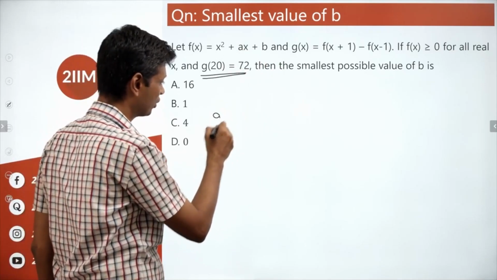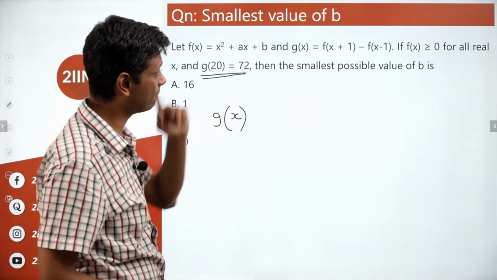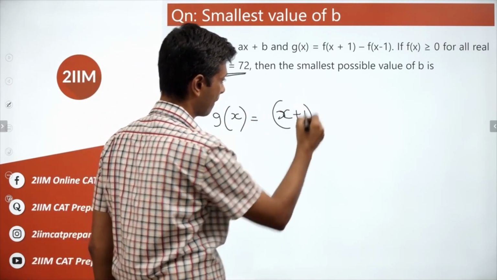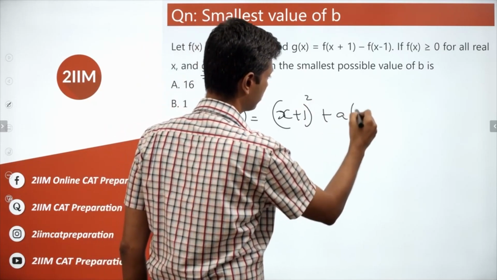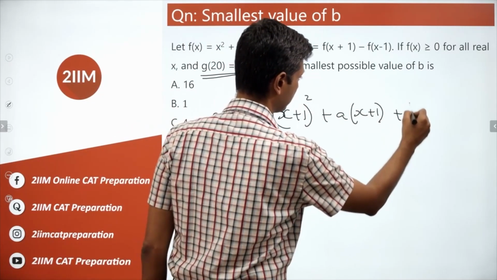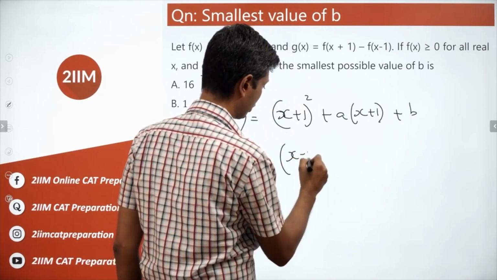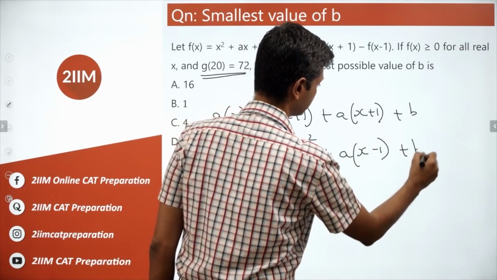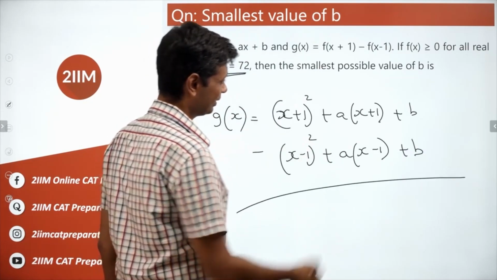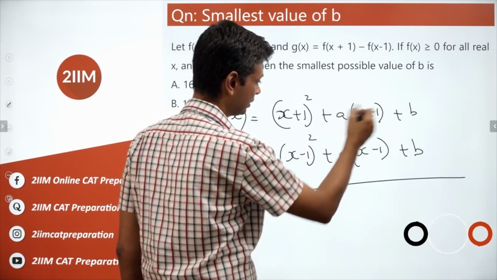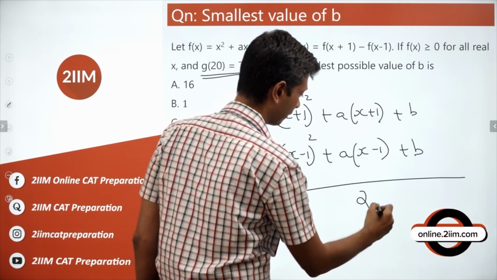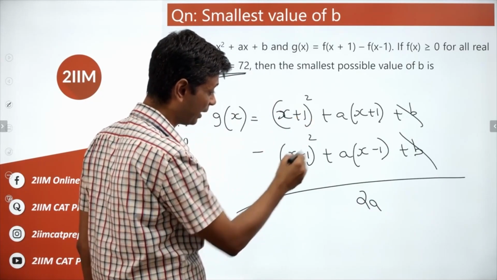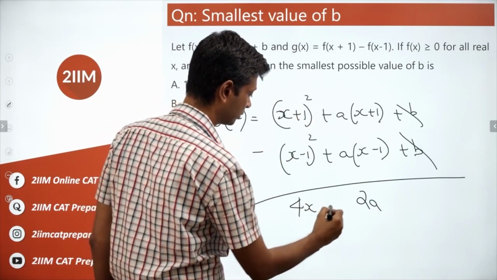So let's define g of x first. f of x plus 1 minus f of x minus 1. So this is x plus 1 whole square plus a times x plus 1 plus b, minus x minus 1 whole square plus a times x minus 1 plus b. We subtract one from the other. The ax will get cancelled, plus a minus a, subtract that, you will get 2a, plus b minus b, this will go off. x square plus 2x plus 1, x square minus 2x plus 1, this will be 4x.